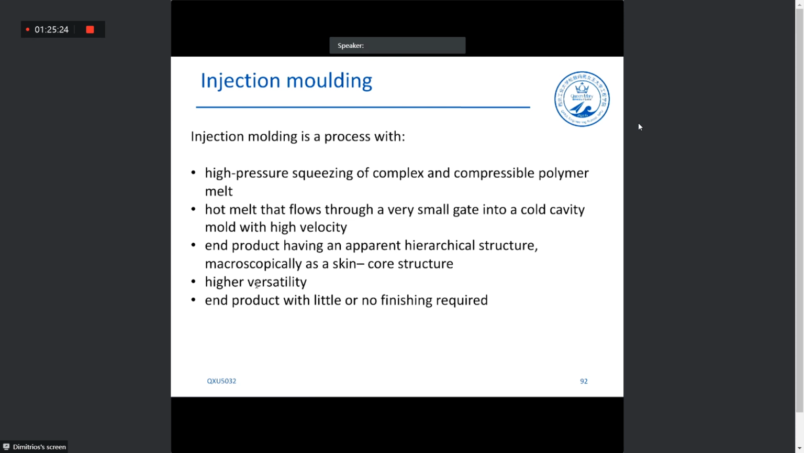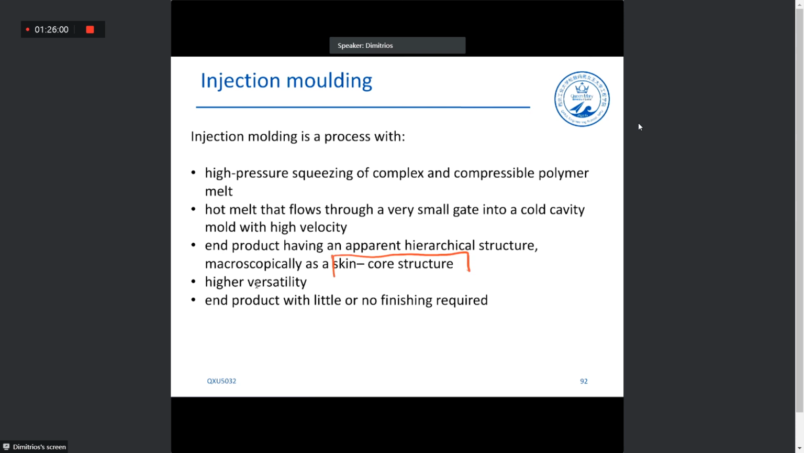What is something that is very characteristic of injection molding is that it has a skin core structure. We will discuss about that tomorrow probably. But I should point out again that injection molding depends absolutely on the mold characteristics or design.